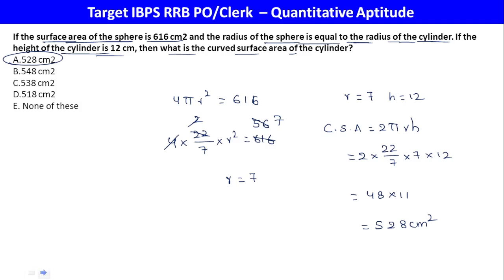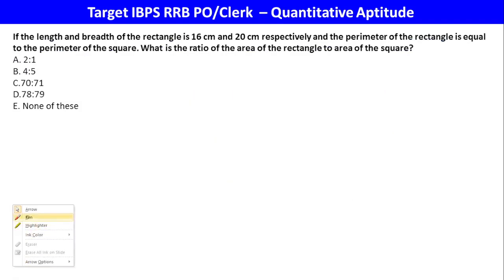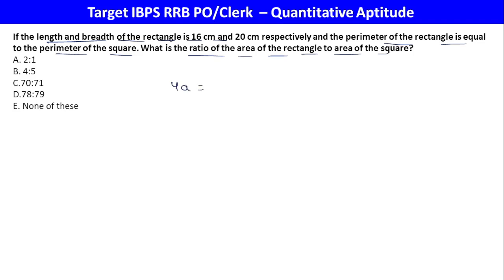Then, next question. The length and the breadth of a rectangle are given, and the perimeter of the rectangle is equal to the perimeter of the square. Then what is the ratio of area of rectangle to area of square? 4a is equal to 2 into (L plus B). a is equal to (L plus B) by 2. Side of the square is (16 plus 20) by 2, 36 by 2, which is 18.